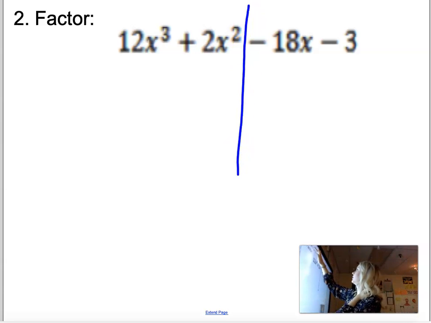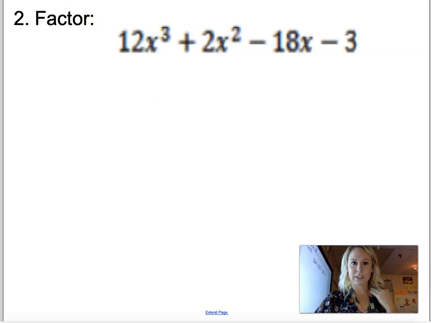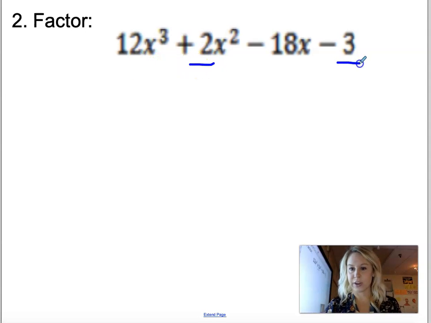Wait, first off, my bad. I'm jumping to conclusions. First, I need to figure out, do these have a GCF? Looking at a 2 and a 3, I know those have nothing in common. Those are both prime numbers. And then looking at my variables, I'm missing a variable over here, so I do not have a GCF.